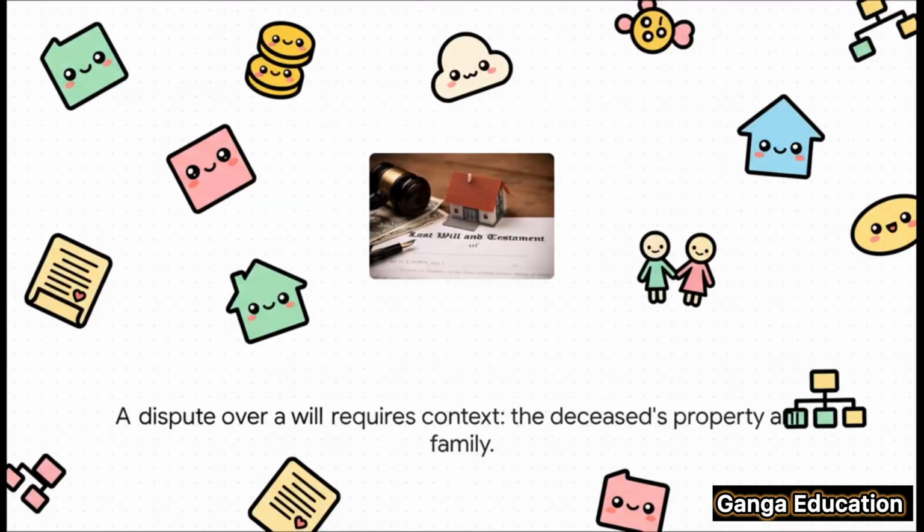Let's start with a dispute over a will. Now, to figure out if a will is genuine, you can't just look at the document in isolation, right? You have to understand the world of the person who wrote it. How much property did they own? What was their family situation like? All these background details are crucial because they explain the circumstances surrounding the will's creation.